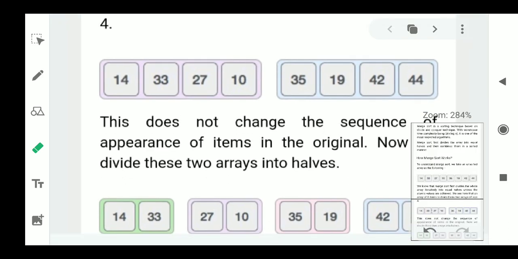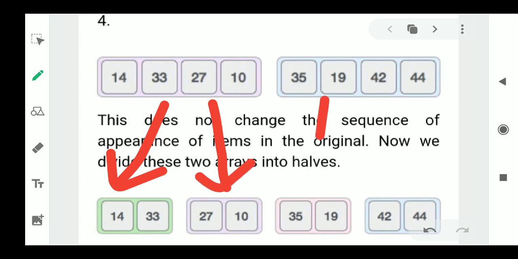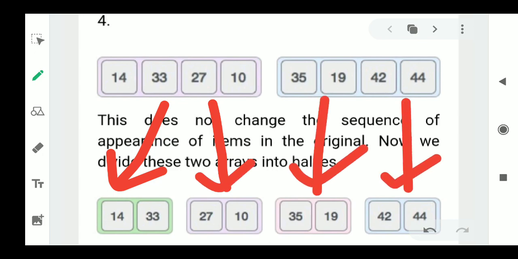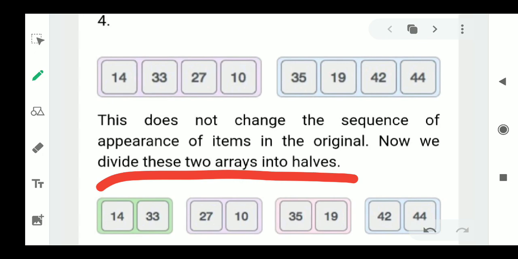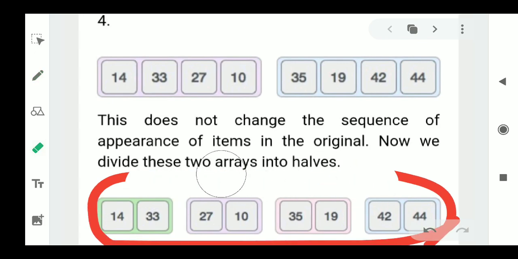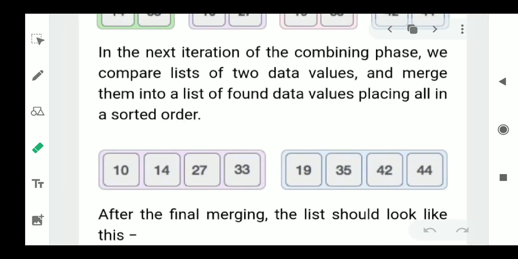In the next step, we have divided 14 and 33. See the color coding here, you will understand clearly. 14 and 33 into one list, 27 and 10 into another list, 39 and 19 into one list, 42 and 44 into another list. Like this, we have divided this list of elements. Finally, we are also going to divide these lists of elements into 2 halves again. Why? Because there are still 2 values in the list. We need to divide the list into 2 halves until the atomic values, the single values, are achieved.